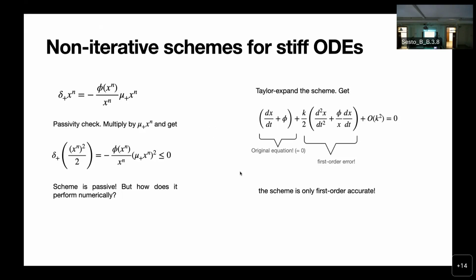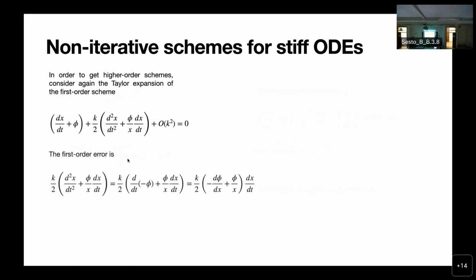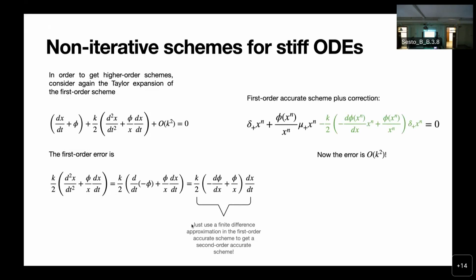So we kind of want to find the trick in order to make these schemes higher accurate. How do you do it? Well, you take your truncation error, you use a couple of identities, and you write the truncation error as something that is proportional to the x dt. Then you just write the finite difference approximation in the first order accurate scheme to get a second order accurate scheme. How do you do it? Like this. So you see that this correction is now appearing as a finite difference approximation in the original scheme.